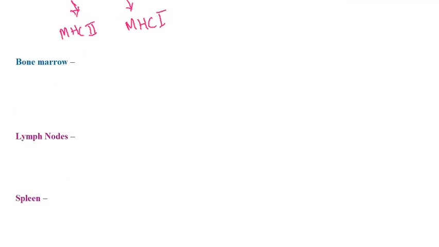Then we have the bone marrow, which is the site for hematopoiesis, where lymphocytes develop from hematopoietic stem cells. B cells will stay in the bone marrow until they mature, and then later on they move to secondary lymphoid organs in order to get exposed to different antigens. T cells, however, after they develop inside the bone marrow, go to the thymus so that they mature over there. Now moving on to secondary lymphoid organs.